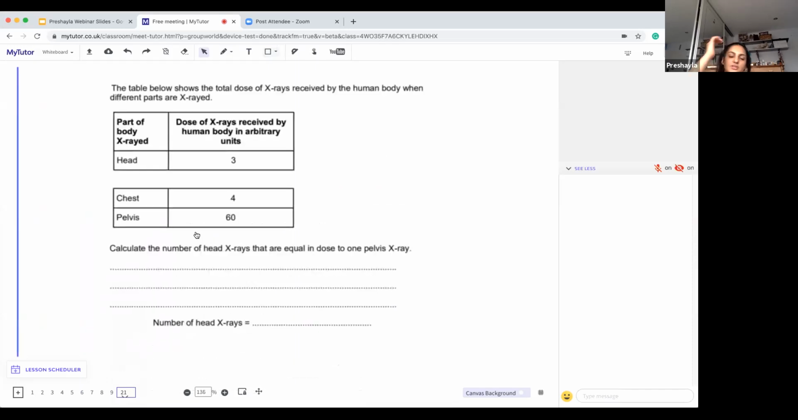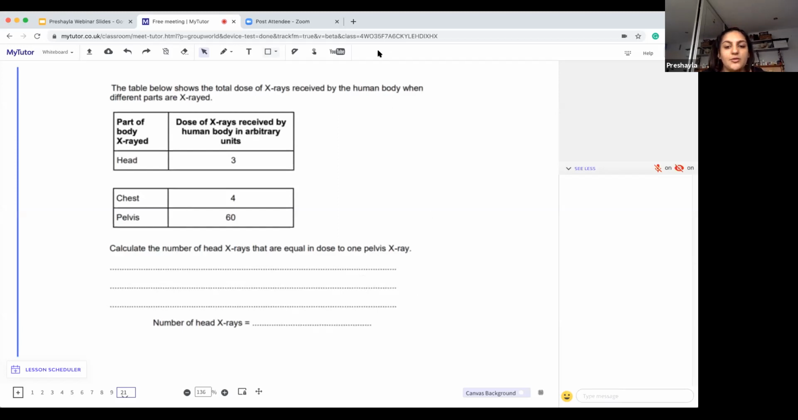Okay, now this one talks about doses, and this is the final type of exam question that you could get about X-rays. So here the table gives you the part of body which is being X-rayed and the dose of the X-rays received by the human body in arbitrary units. So for a head it's 3, for chest it's 4, and for the pelvis it's 60. How many head X-rays are equal in dose to one pelvis X-ray?